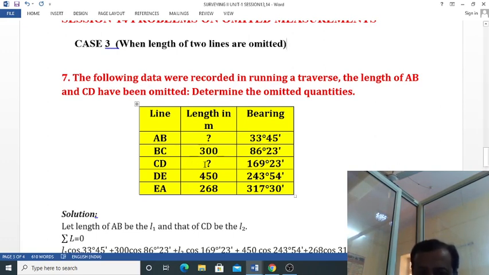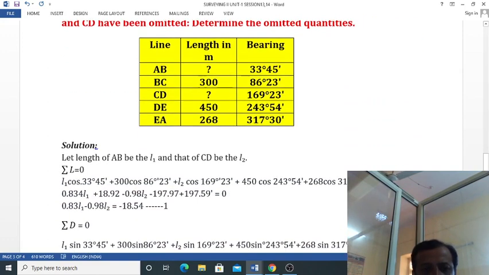The CD length is also omitted here, and its bearing is 169 degrees 23 minutes. DE is 450 meters and its bearing is 243 degrees 54 minutes. EA, the length is 268 meters and its bearing is 317 degrees 30 minutes. The two lengths are missing in this case. We have to find out these two lengths. Let us see how to find them. Now, how to solve this problem?